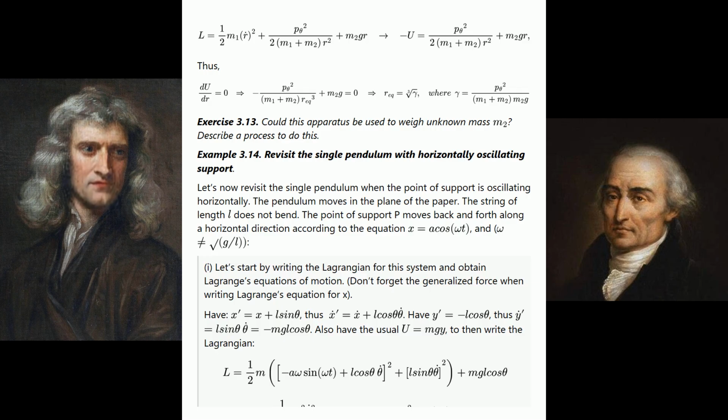Example 3.14. Revisit the single pendulum with horizontally oscillating support. Let's now revisit the single pendulum when the point of support is oscillating horizontally. The pendulum moves in the plane of the paper. The string of length L does not bend. The point of support P moves back and forth along a horizontal direction according to the equation x equals A cos ωt, and ω is not equal to the square root of g over L.